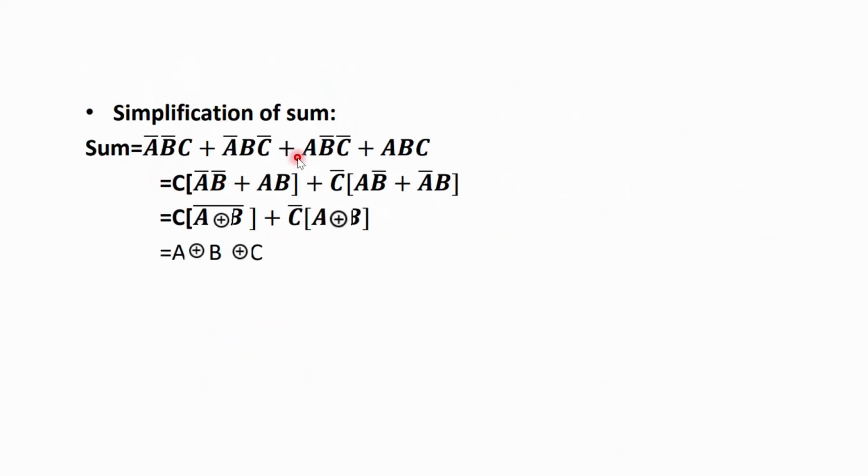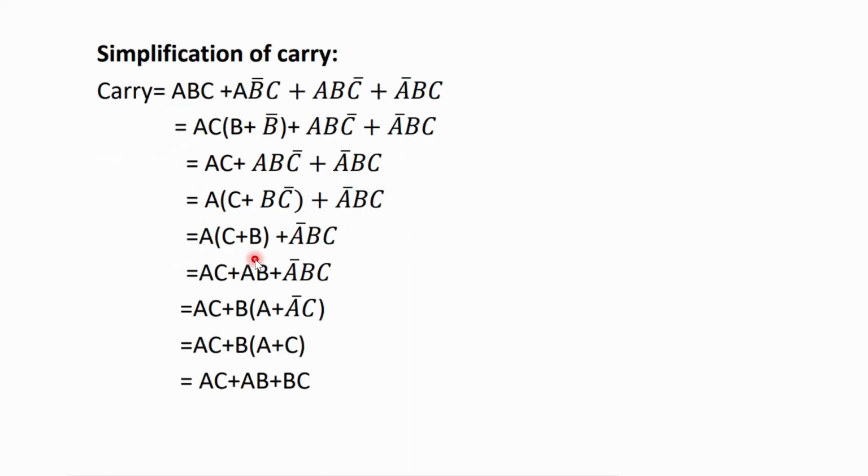So simplification of sum is, to get A XOR B XOR C, we are taking C as common here and C bar as common. So here we get the XNOR function, here it is the XOR function. XNOR is nothing but the complement of XOR. So this is A B bar plus A bar B, so it is the A XOR B combination, A XOR B XOR C. And if we simplify the carry, here we don't want any XOR function. So we'll try to take two variables as common.